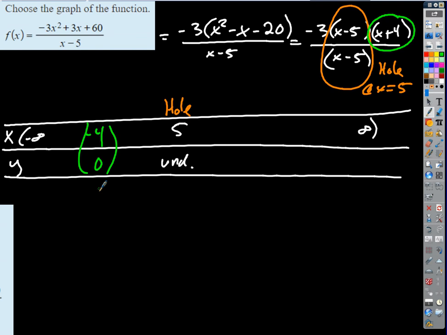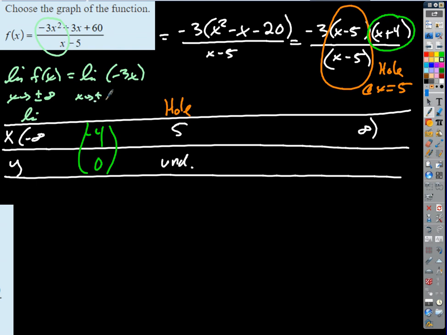Okay, so now what if we take our end behavior? Let's look at the limit of the function as x approaches plus or minus infinity. Well, what's going to happen there? If we just look at the ratio of the leading terms, if I take the limit as I go to negative infinity, what's going to happen? I'm really just taking the limit of negative 3x squared over x, which is really just the limit of negative 3x, isn't it? The x's cancel if I look at the ratio of the leading terms. So it's going to be positive.